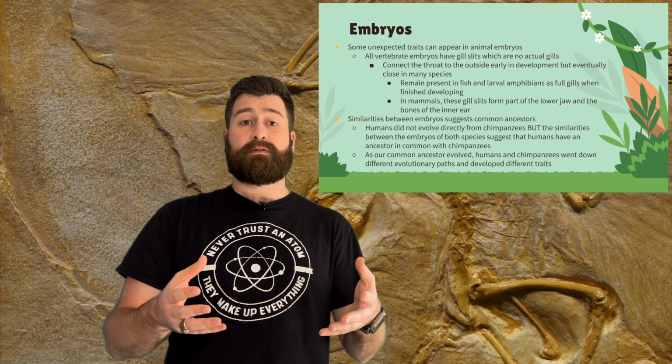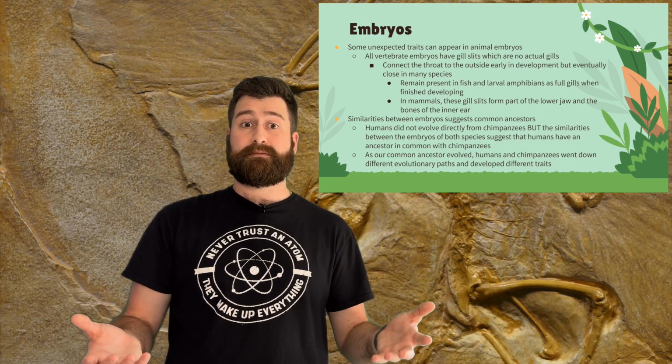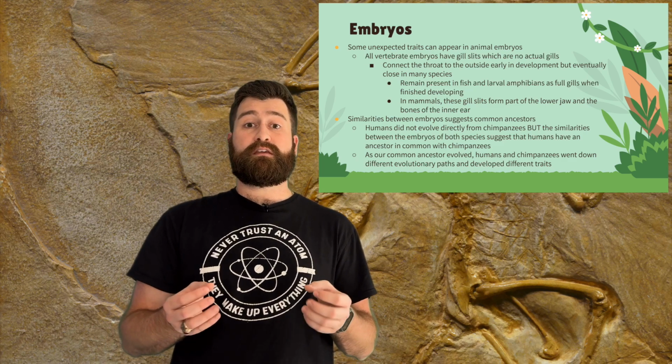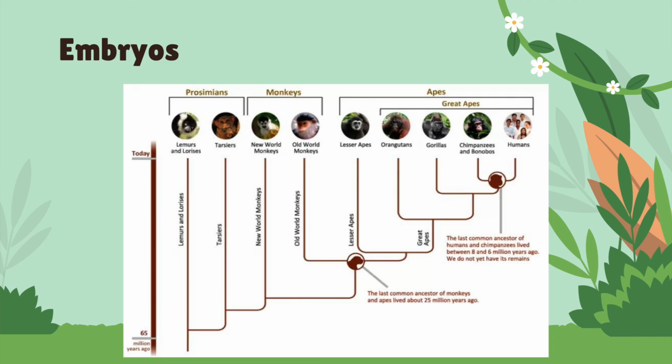Another typical example of common ancestors that you're probably familiar with is humans and chimpanzees. Now, it's important to note that humans did not evolve directly from chimpanzees, but instead the similarities between the embryos of both species suggest that humans have an ancestor in common with chimpanzees. As our common ancestor evolved, humans and chimpanzees went down different evolutionary paths and developed different traits.